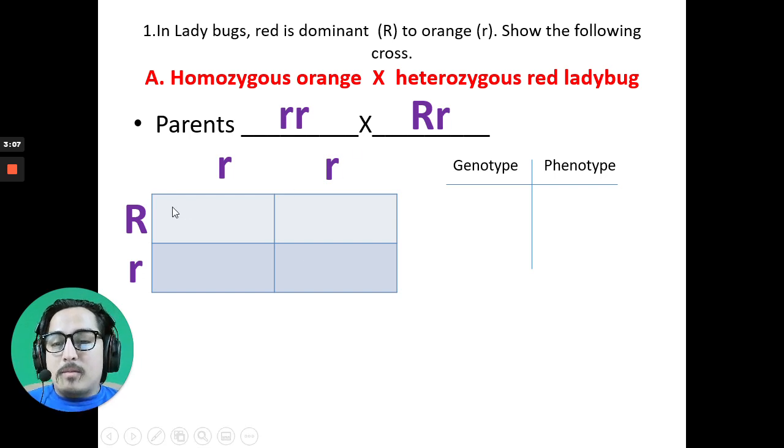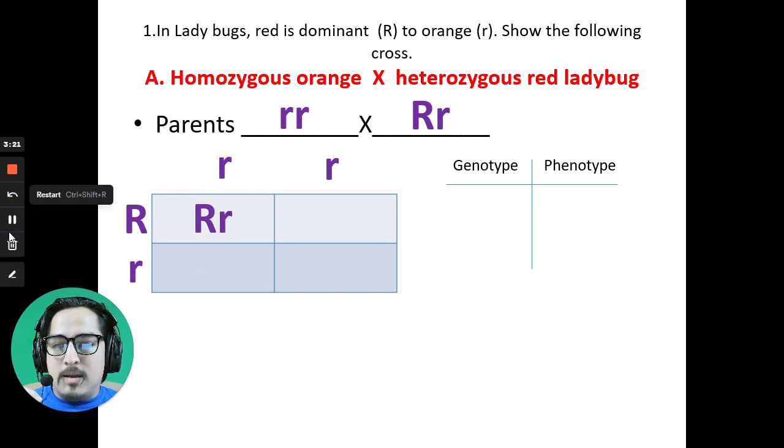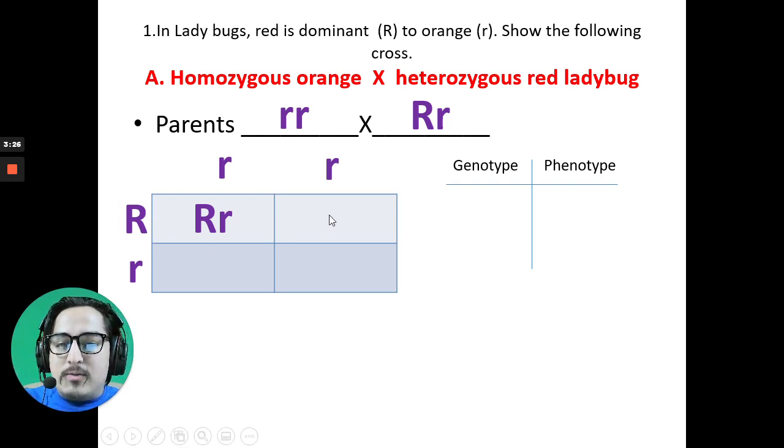So you're going to have capital R that is going to go into this box. Okay? So basically, you're going to combine the capital R with the lowercase r. So this and this. Okay, so now you're going to do the same thing for this box. So you're going to move this capital R here, and this one you're going to lower it. So it's just going to be, kind of like a cross and down.